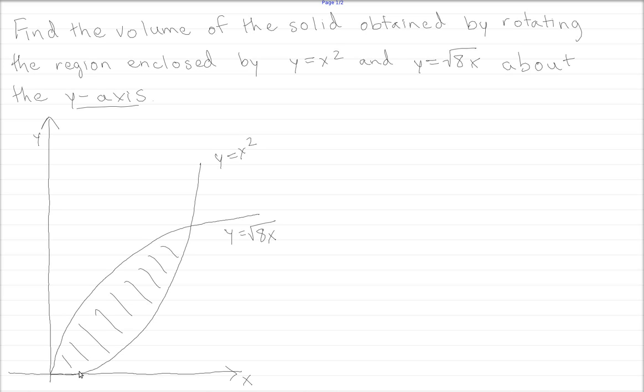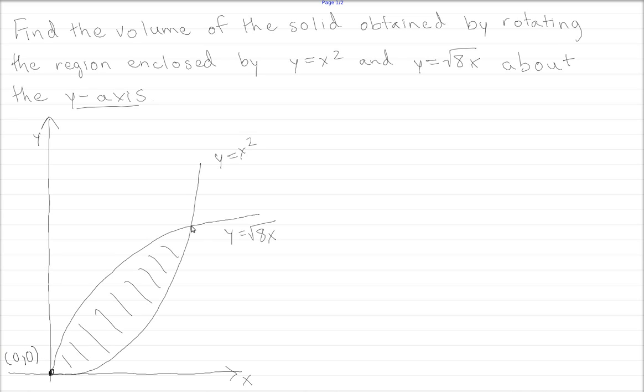So I've drawn a little graph here. y equals x squared is just a parabola. y equals square root 8x is going to look pretty much like y equals square root x, but stretched out a little bit. So this is the region that we're interested in. Now, this intersection of the curves here is just the origin, so (0, 0).